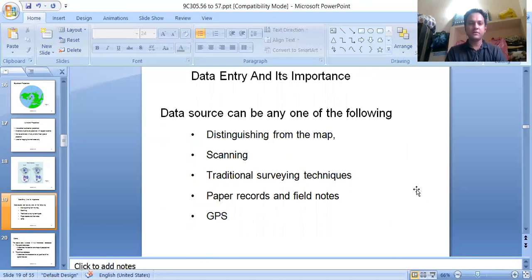And we will see the importance of data entry. So the data source can be any one of the following. We can get the data from digitizing from the map or scanning, traditional surveying techniques, paper records, field notes, GPS. These are different data sources.